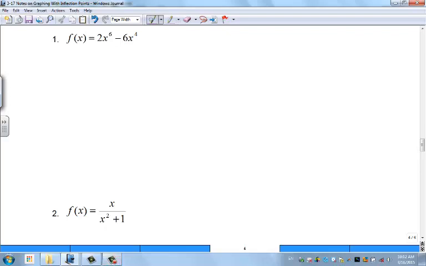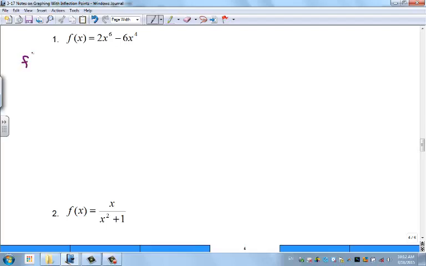So the first graphing example I'm going to do is not going to have any horizontal asymptotes, of course, because it is a polynomial, right? 4 of your 5 problems on your homework are polynomials. So this is 2x to the 6 minus 6x to the 4th. Let's go ahead and take a couple derivatives.